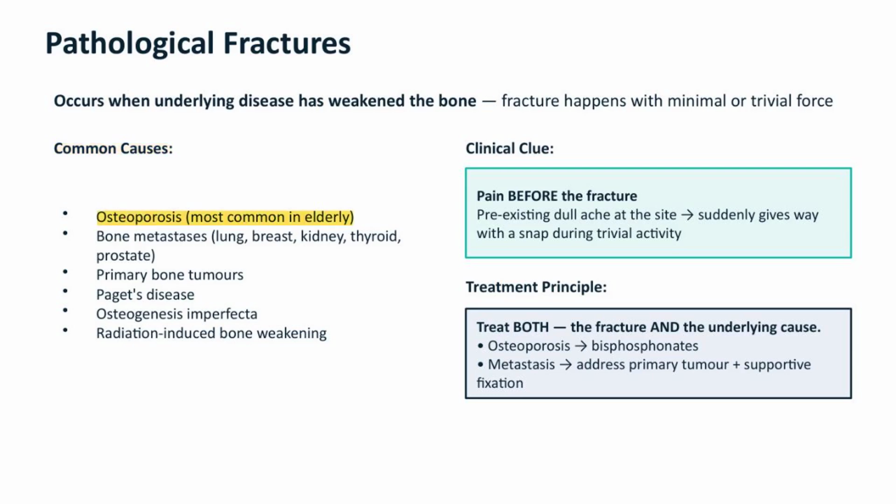The most common cause in the elderly is osteoporosis. Other causes include bone metastases, with lung, breast, kidney, thyroid, and prostate being the classic primary cancers, primary bone tumors, Paget's disease, osteogenesis imperfecta, and radiation-induced bone weakening.